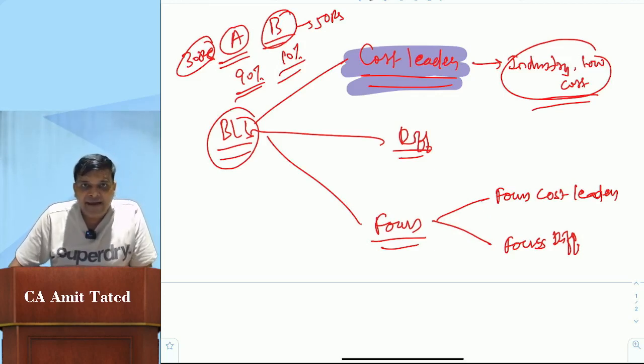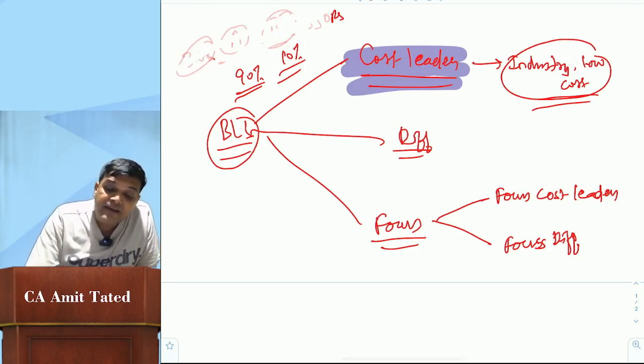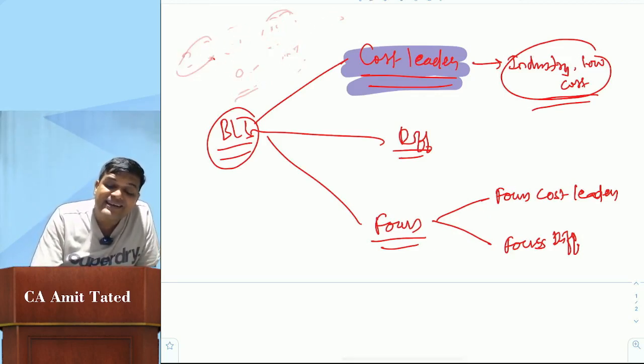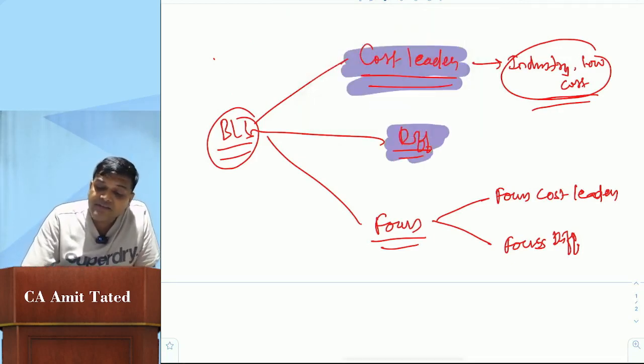Has everybody understood cost leader, the first point? So when I say cost leader, he is giving a very low cost in the industry. Second point, differentiation. Differentiation means what? He is different from others.